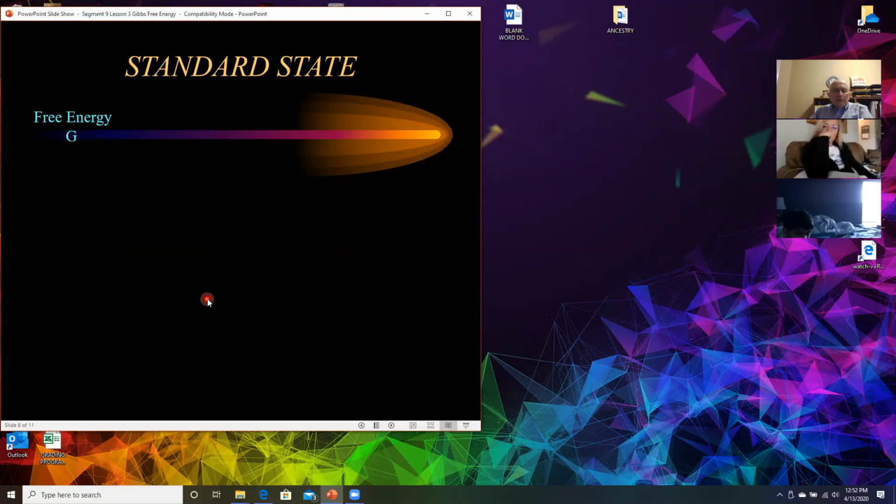Now, if I look at some reference state that I can define, and we're going to use the same reference state that we used for delta H. The 0 is going to be the elements from the periodic table in whatever form they're in at 25 degrees and 1 atmosphere. That's going to be our 0.